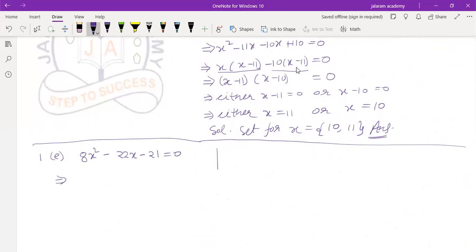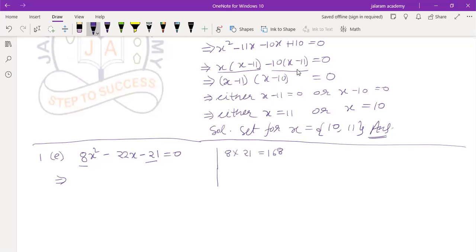What should be the first step? Sir, 21 into 8. Means first we will find the product of the coefficient of x square and the constant term. 8 into 21 is 168. And remember it is negative as minus 21 is there.